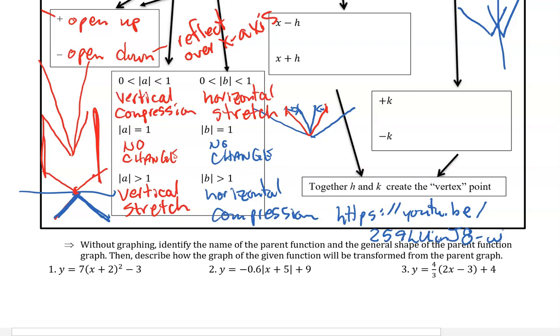Great little video. Goes over stretches and compressions, both horizontal and vertical, with some good graphing and some good examples.